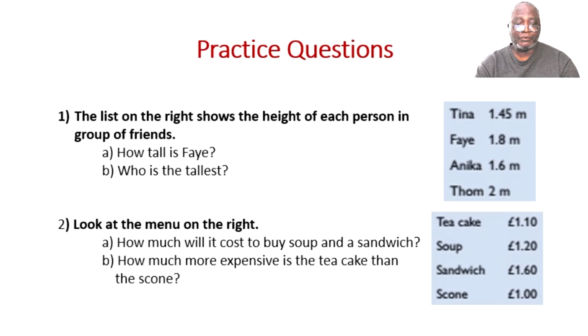You look at the menu on the right. How much will it cost to buy soup and a sandwich? Again, you have to look at the menu, select the items you want, and then you add the prices.